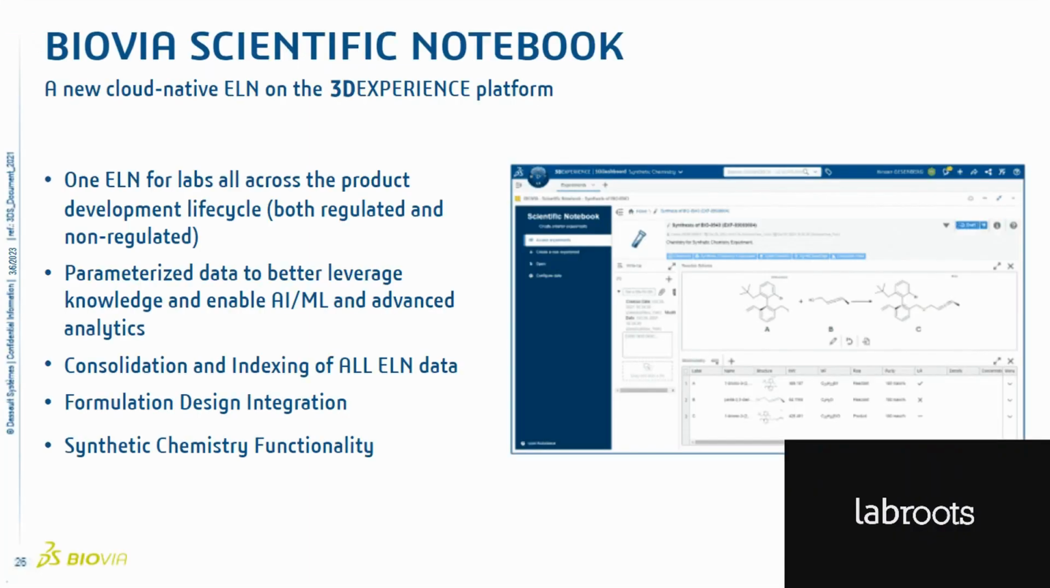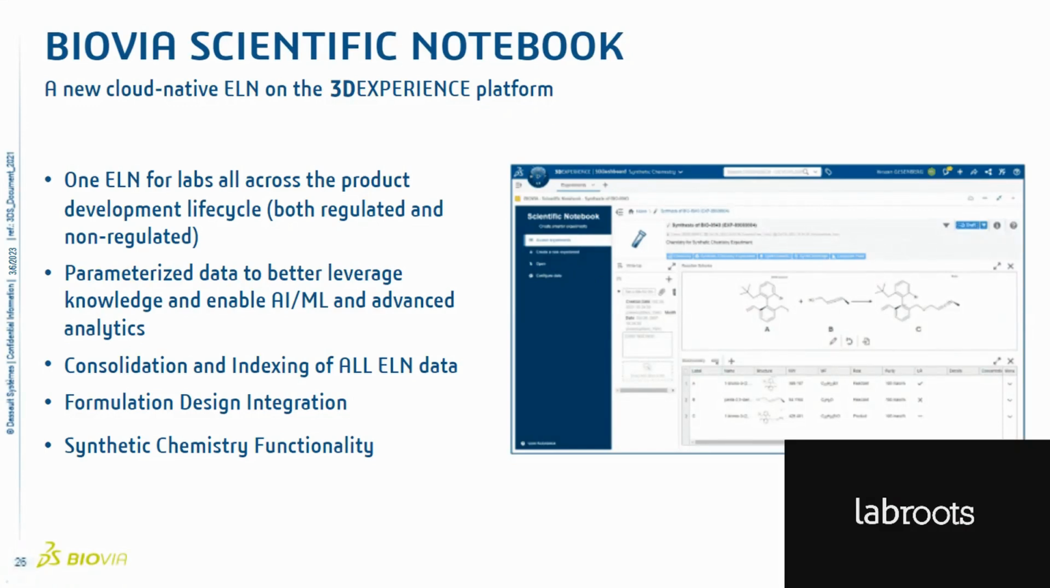Now, a key component of One Lab is our integrated ELN called BIOVIA Scientific Notebook. And it's our new cloud-native ELN, which is based on the 3D Experience platform. It's designed to be really flexible so that you can use it across these different areas in the product development lifecycle, as I was talking about earlier. It also uses that graph database that I was talking about to help parameterize the knowledge that's created in the ELN, whether it's from free text or other data sources. So then you could better leverage it, such as the use case that we were talking about, but you could expand it into other areas as well.